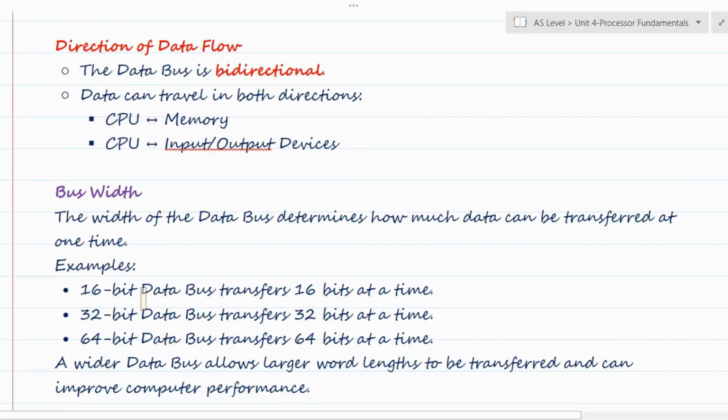Now let's talk about direction of data flow in the data bus. Unlike the address bus, the data bus is bidirectional. This means data can travel in both directions, from CPU to memory, from CPU to input-output devices, and vice versa.